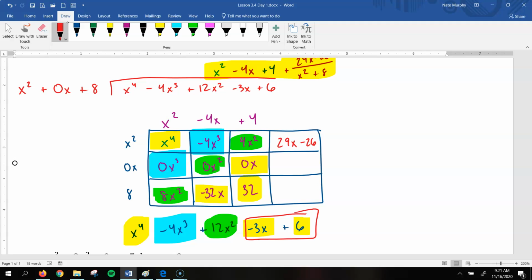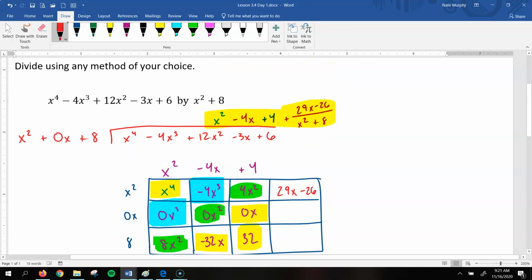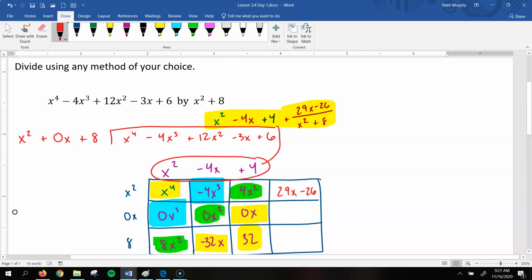and the 6. All right, so we would just write your answer the same way as what we have up here. So if you notice, x squared minus 4x plus 4 is the same thing that we have here. And what's left over is what we have in our numerator. We would divide by, again, what we're dividing by originally. So it would be x squared plus 8.